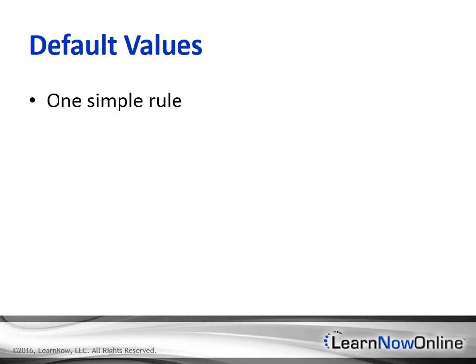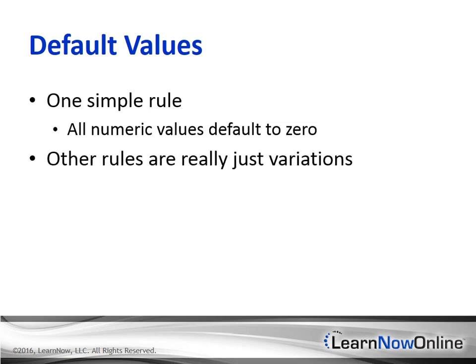The default values for value types has one primary simple rule. All numeric types have a default value of 0 in the appropriate form for the type. For example, an int defaults to 0, the integer value, a decimal to 0.0m with the suffix, and a float to 0.0f. So the other rules then are really just variations of that one simple rule.